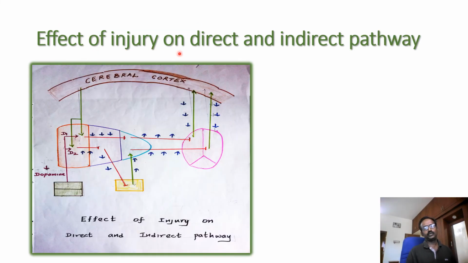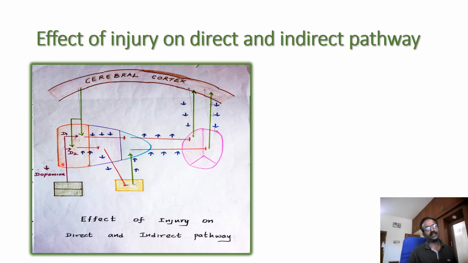Effect of injury on the direct and indirect pathway. Okay. So if the injury occurs in the nigrostriatal pathway, the dopamine level is decreased, which means it will inhibit the direct pathway. See, it inhibits the direct pathway, so the release of glutamate is decreased. Finally, it produces a hypokinetic movement. Hypokinetic movement means slow movements.